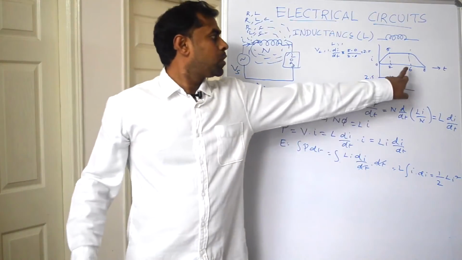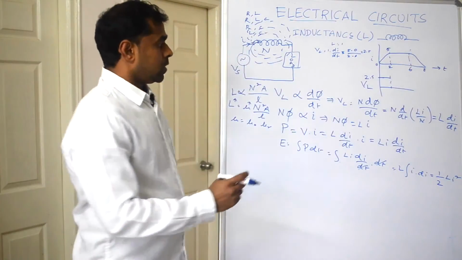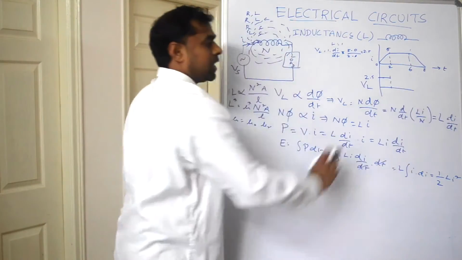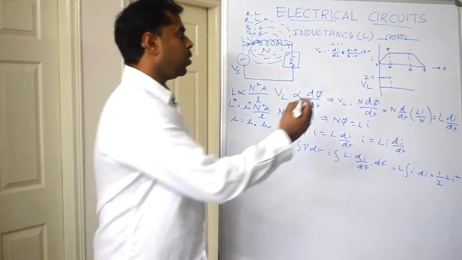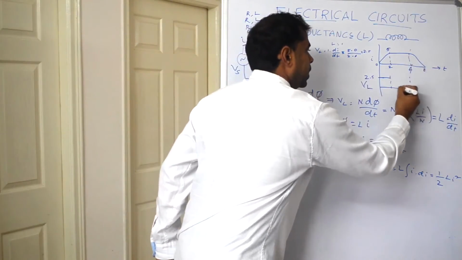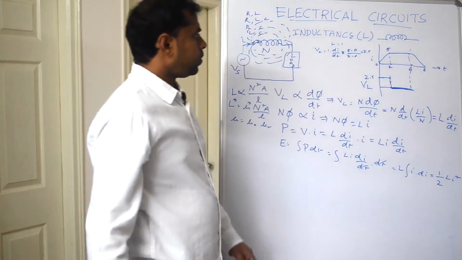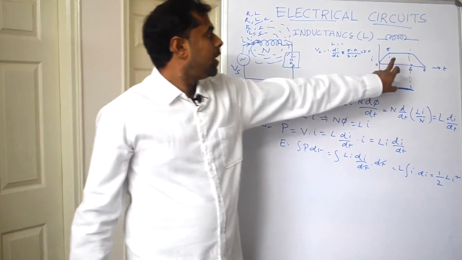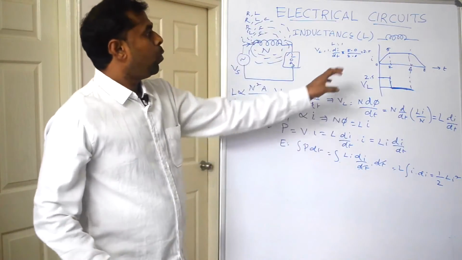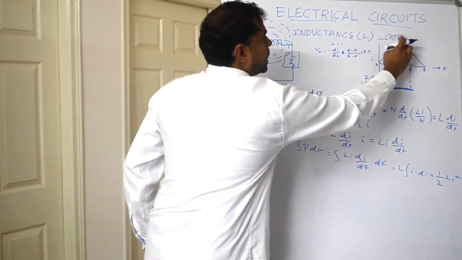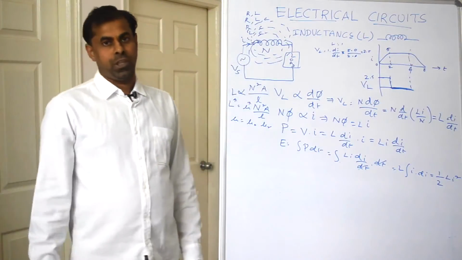Next, from 2 to 6 seconds, the current value is constant. The voltage across the inductor is L into di by dt. If I is constant, the differentiation of a constant will be 0. So up to here the voltage across the inductor will be 0. That means when the current is constant, the voltage across the inductor will be 0. The inductor is going to act as a short circuit. It will not provide any opposition.